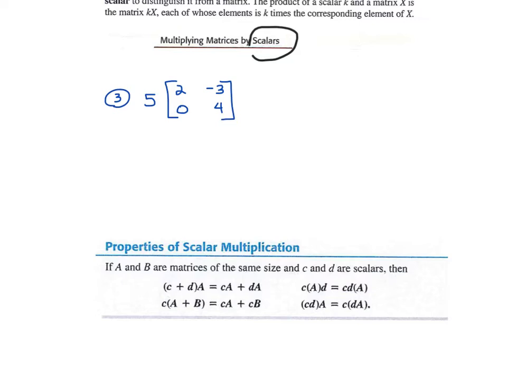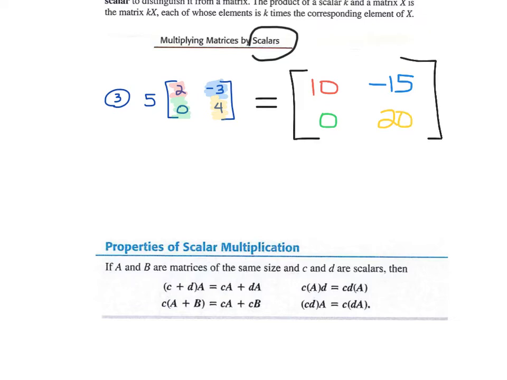So my answer here, I'm going to multiply the 5 to the 2, and that's going to give me 10. And then I'm going to multiply the 5 to the -3, and that's going to give me -15. And then I'm going to multiply 5 and 0, and that will give me 0. And then I'm going to multiply 5 and 4, and that will give me 20. And I'm done. So you're basically distributing that scalar, or the number outside of the matrix, to each one of the elements of the matrix.